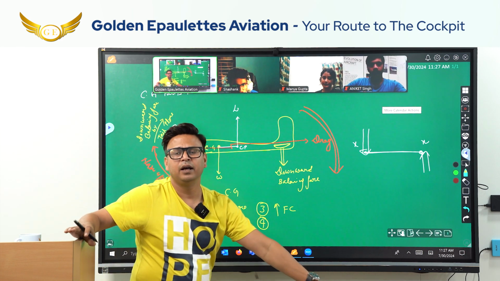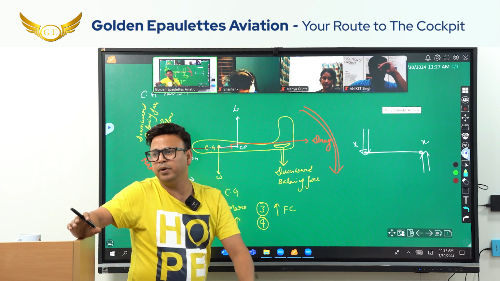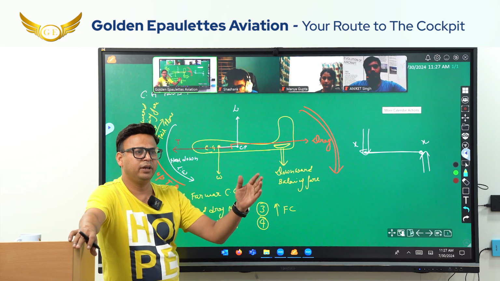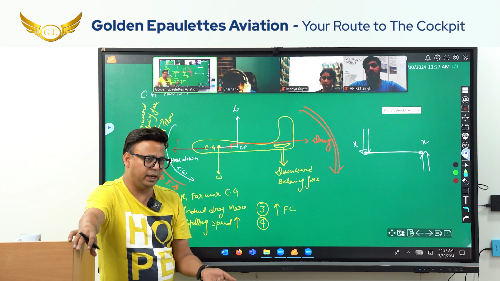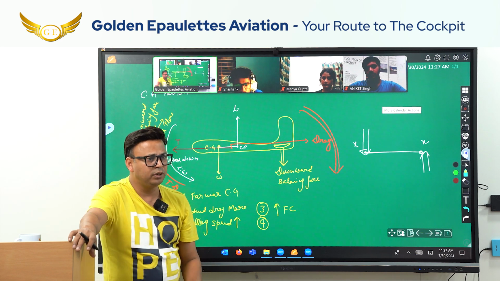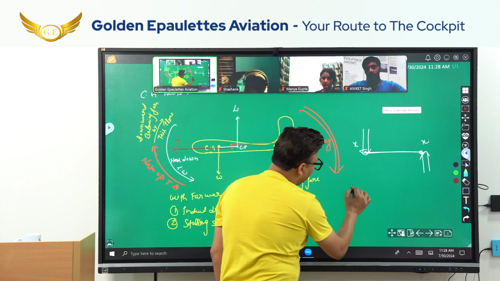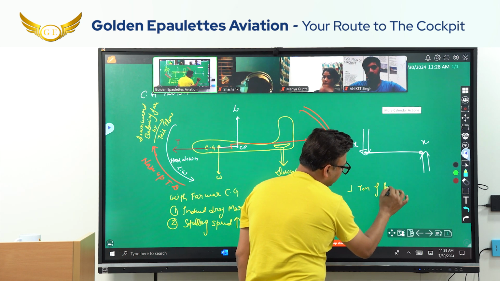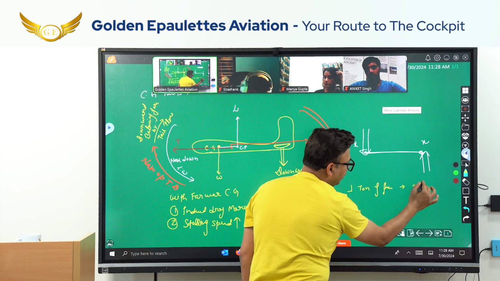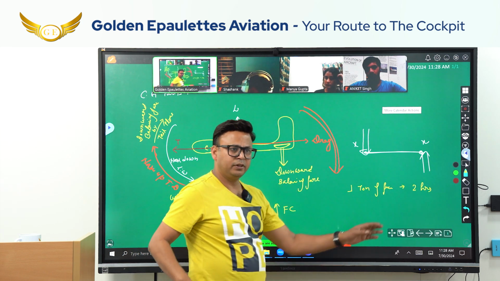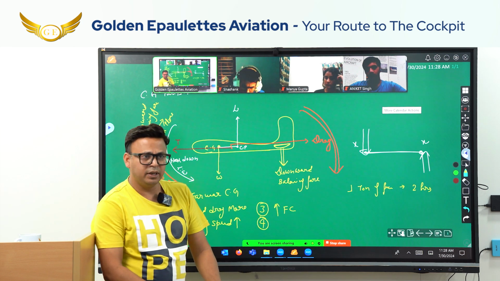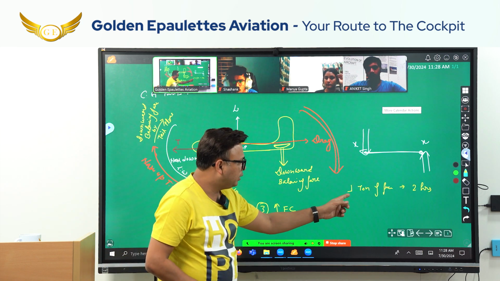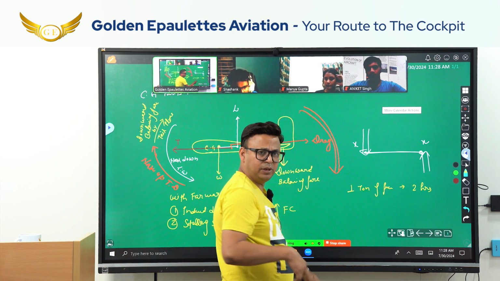Endurance is the time duration in which aircraft can be in air with a given fuel. So for example, if you have 1 ton of fuel, you can remain, let's say for example, 2 hours in air. So your endurance becomes 2 hours. Now when your induced drag has increased, the per hour fuel consumption will increase.